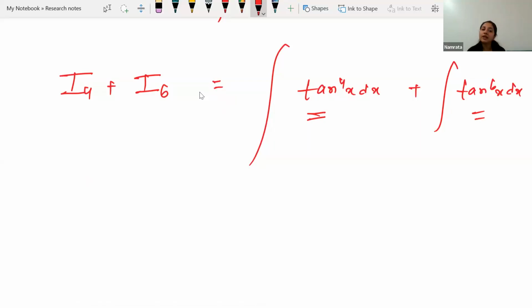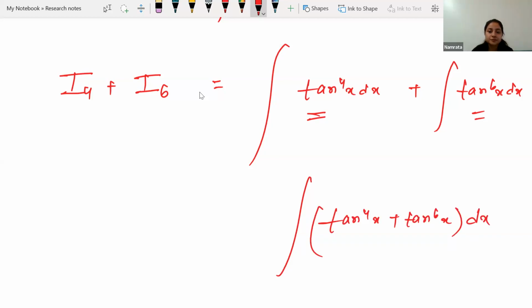If separately you will try doing it, maybe you will end up getting confused. You will see what substitution you will be taking and then how you will be proceeding. It will take too much time. But what if we take both of them together? Tan to the power 4x plus tan to the power 6x dx.